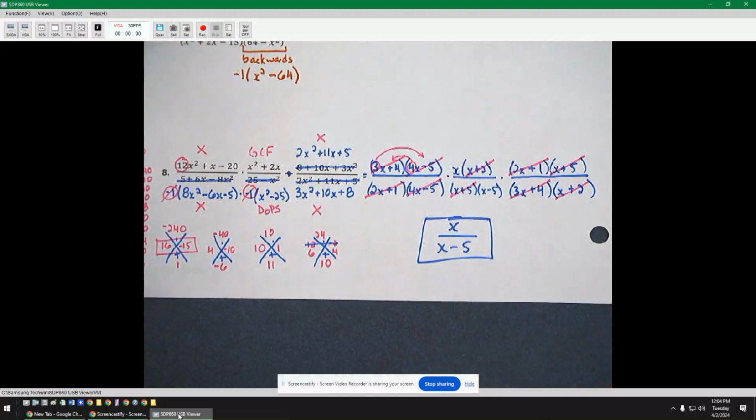Okay, so that's it for notes. The homework is basically the same stuff. You just got to make sure that you're taking your time and you're factoring properly using your x factoring, and then just see what stuff cancels.